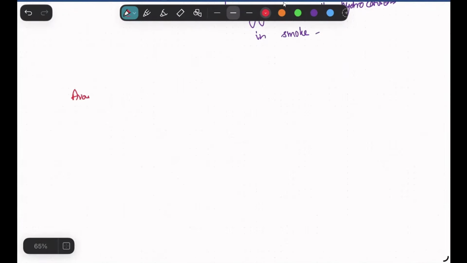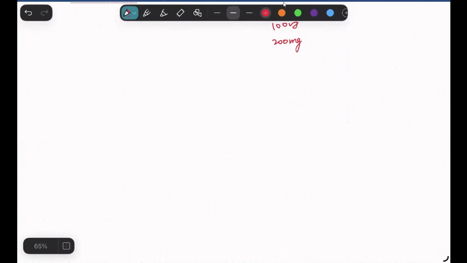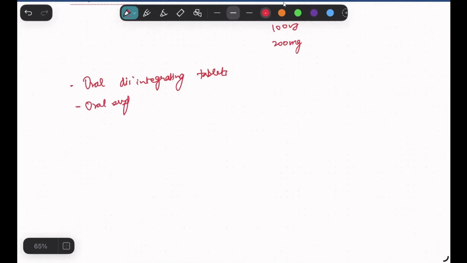So coming to what are the available forms. It is available in the form of oral tablets. Doses are 12.5 mg, 25 mg, 50 mg, 100 mg, 200 mg. Sometimes it is also available in the form of oral disintegrating tablets of the same strength. It also comes in the form of oral suspension.